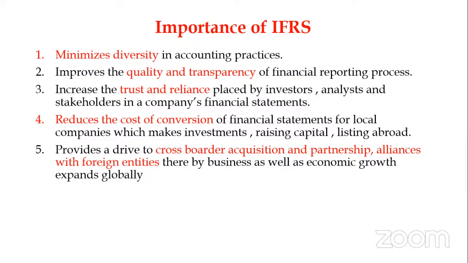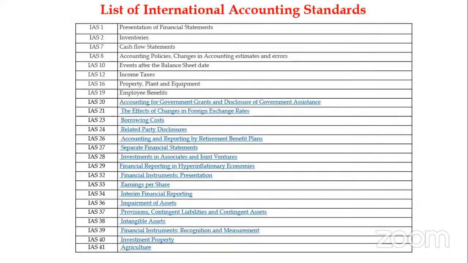Again, investors and other stakeholders can trust and rely on the company's financial statements. They can take decisions for the purpose of investment. Even the cost of conversion and preparation of financial statements has come down. Listing also becomes very easy. Again, it provides for cross-border acquisition and partnership. So from one country to another country, mergers, acquisitions, partnerships, joint ventures and alliances can happen very easily. Why? Because a single set of accounting standards helps to understand the strengths and weaknesses of the companies they want to acquire. So this is some of the importance we get because of IFRS.